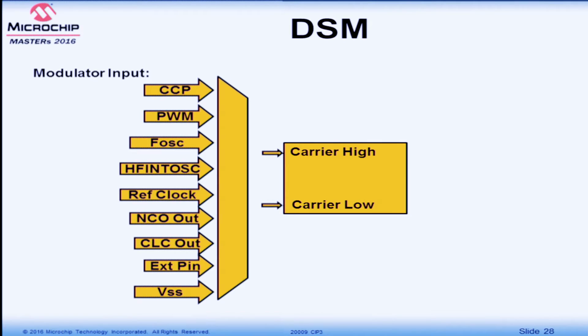For your carriers, again, you have a lot of selections available here. You can do CCP, PWM, FOSC, high frequency internal OSC. You can provide a reference clock, of course, and EUSART, CLC, external pin, and a DC, which can be used for OOK, of course.